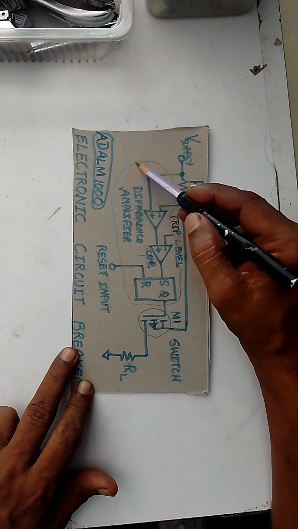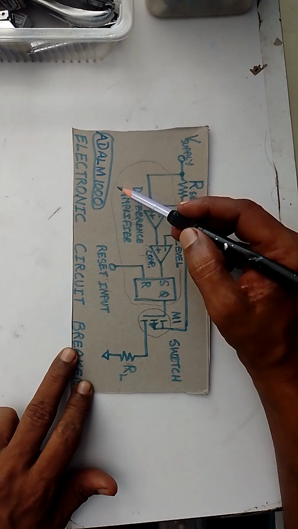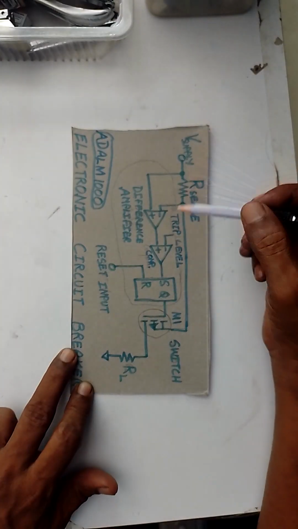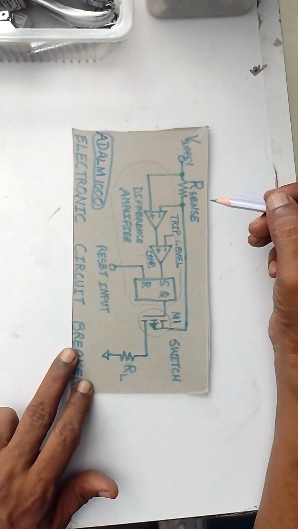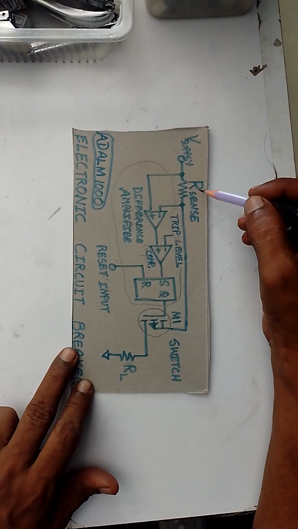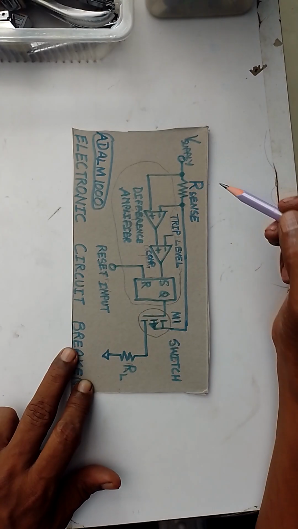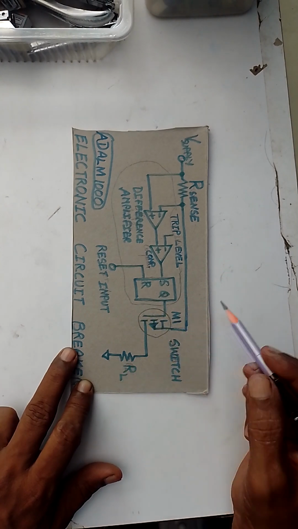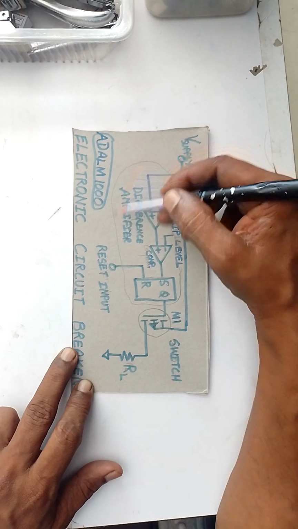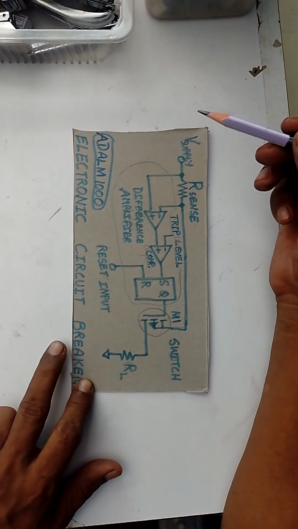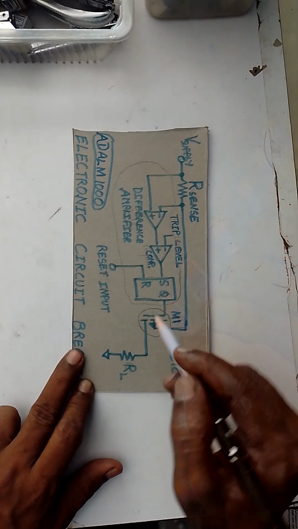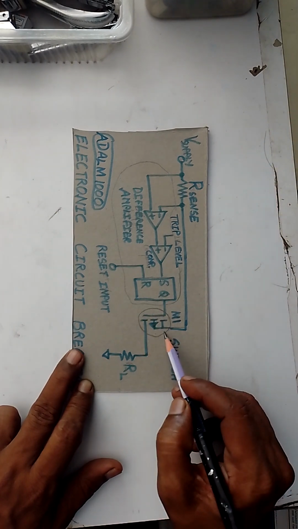So this portion alone is within the IC ADALM 1000, so we can make use of this IC. The only things you have to connect externally are a sensing resistor, this MOSFET, and the load, and the supply is given here. So this portion alone comes in the form of an IC. Whenever there is an increase in current, the MOSFET goes into the off condition.